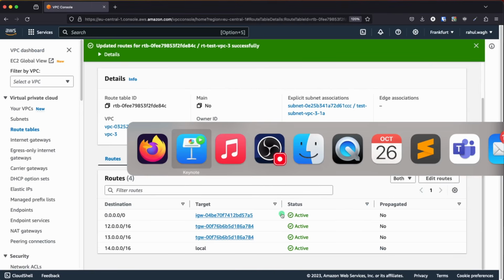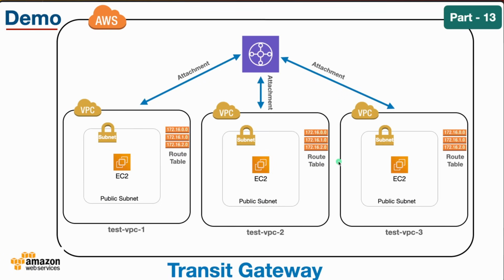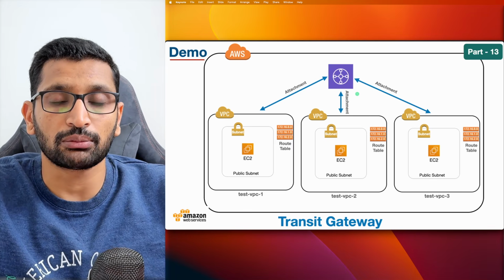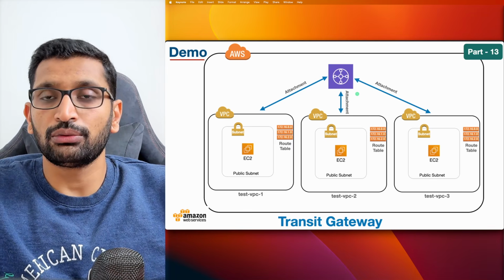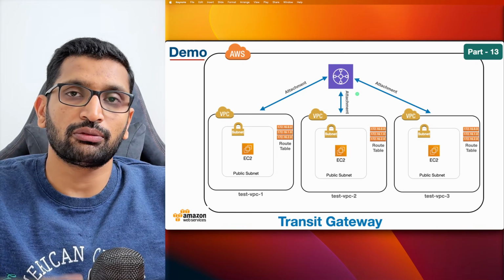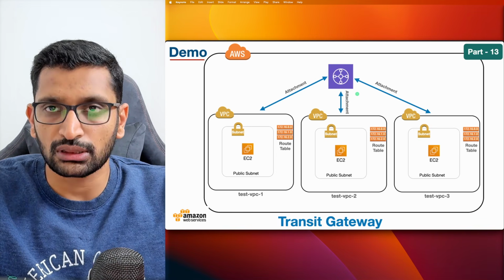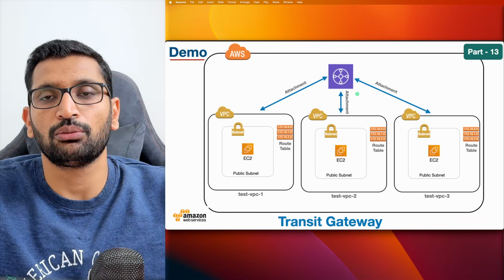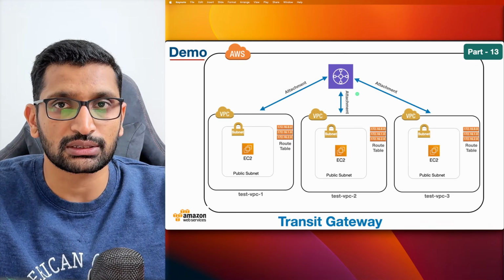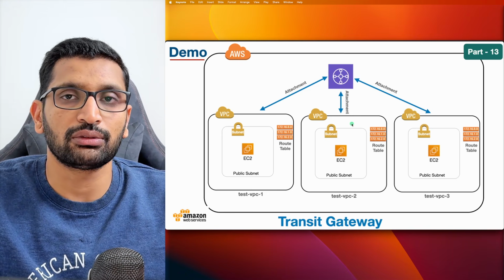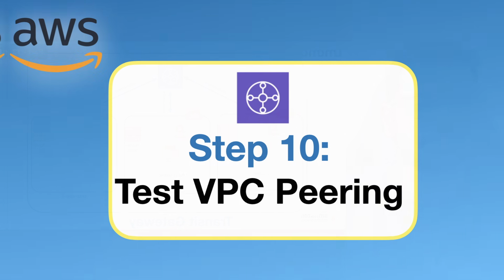Alright, so let's take a look at the diagram. Here you can see we have pretty much set up the whole transit gateway and the whole infra with our EC2 instances and updated all the route tables. Now we will SSH into each EC2 instance from VPC1, VPC2 and VPC3, and we will try to curl the Apache homepage of the other EC2 instances. So let's switch back to the terminal and try to SSH into our EC2 instances.